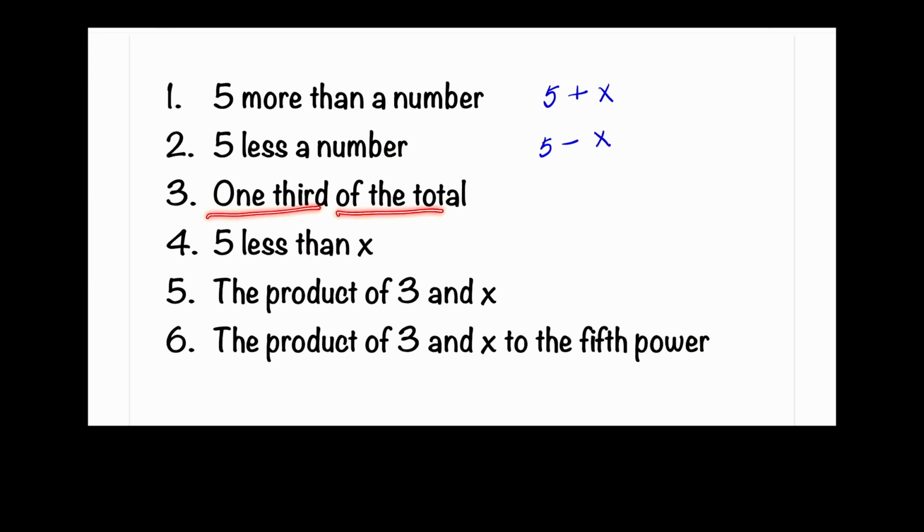Number 3, 1/3 of the total. Of is multiplication in this case. You have 1/3 of times. The total is an unknown. And we'll use a variable. This time we're going to use the variable t.